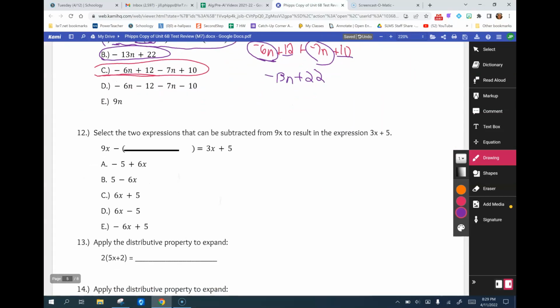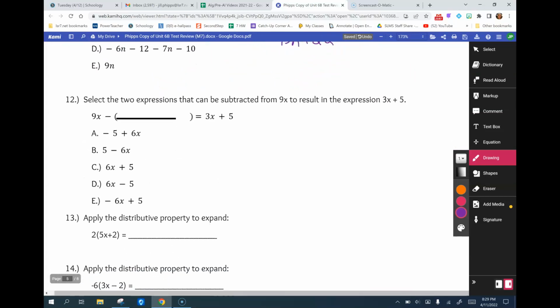Kind of weird. Select the two expressions that can be subtracted from 9x. So here's what I do on this. I have to end up with a 3x. So what do I do to 9x? I'm going to take 9x minus what to get 3x? Well, I know I could take it minus 6x. Okay? And if I'm subtracting this whole thing, that means that I have to come out with a positive 5. So I have to subtract a 5 so that I'm going to subtract a negative. So where's that answer? 6 minus 5.